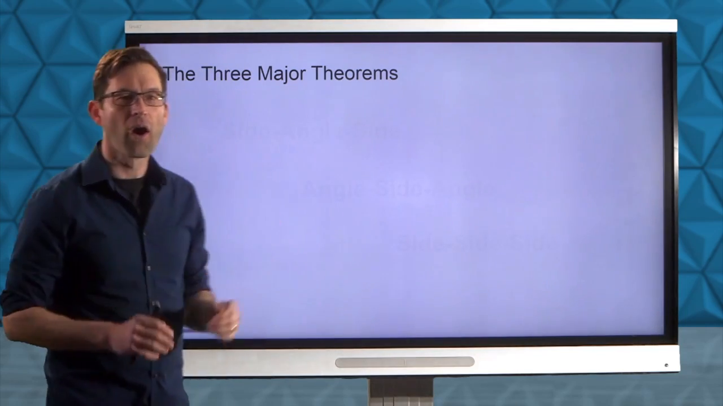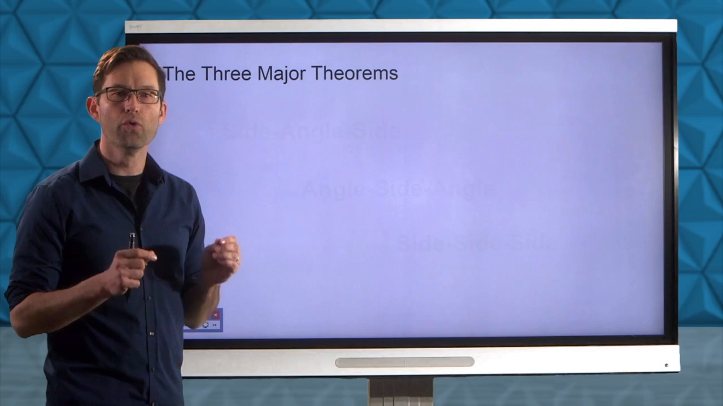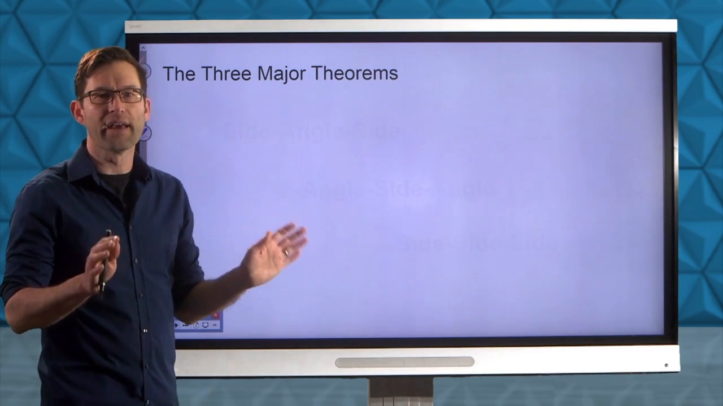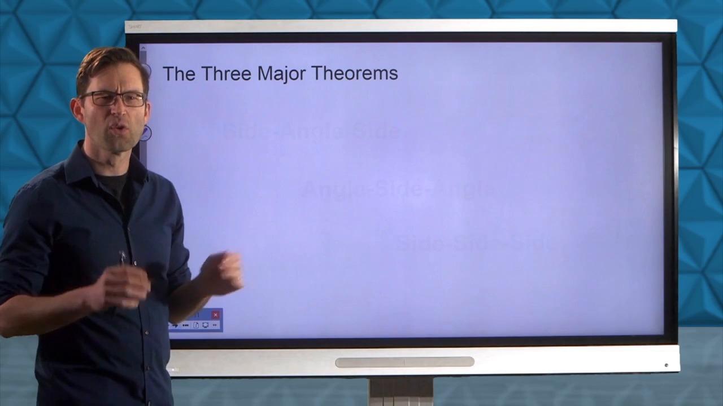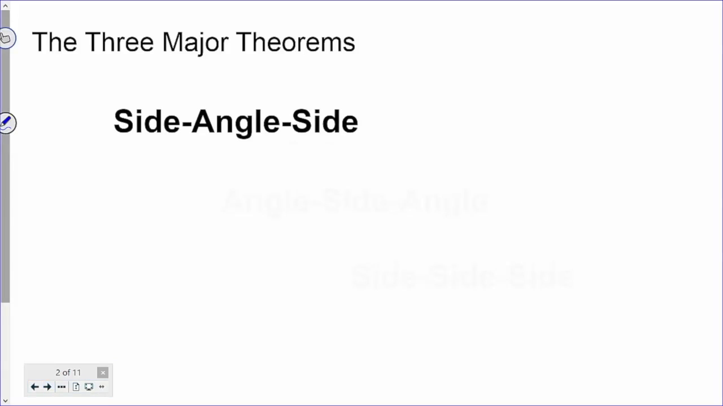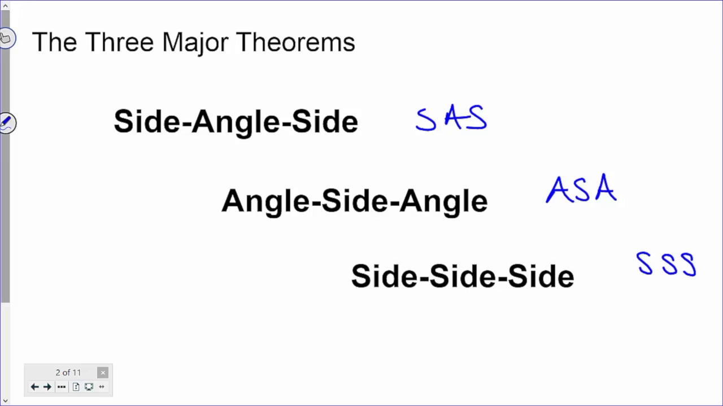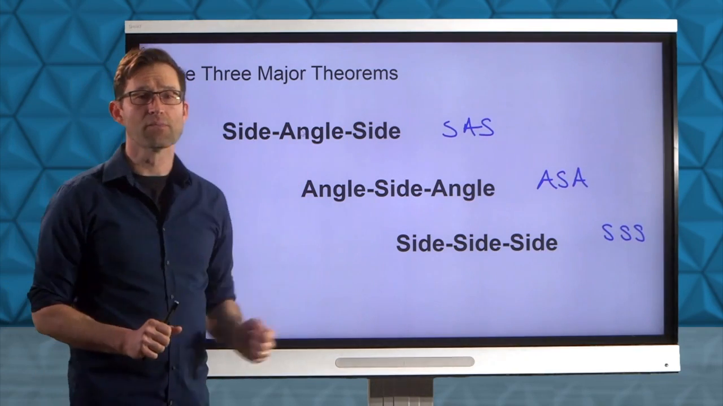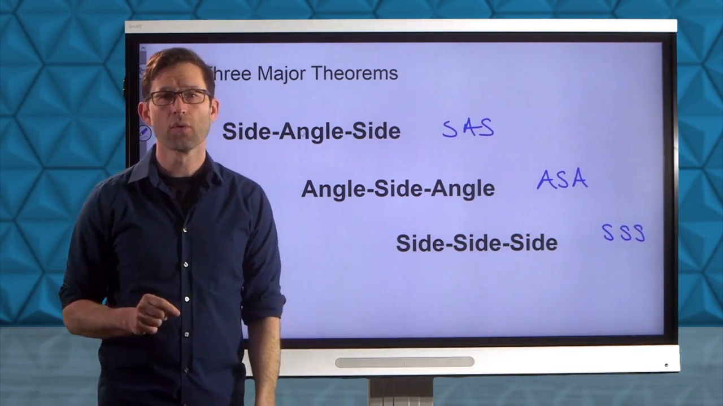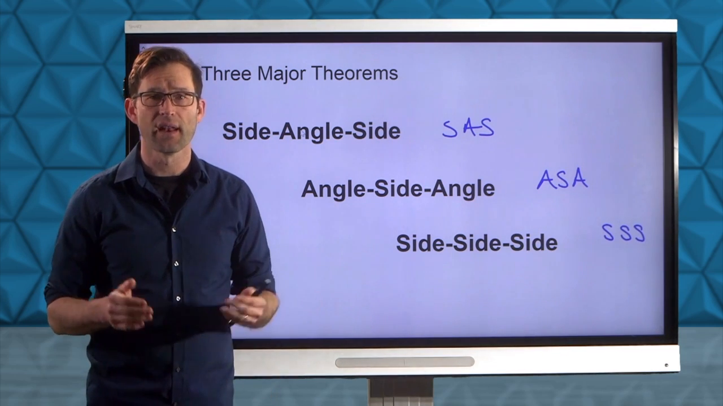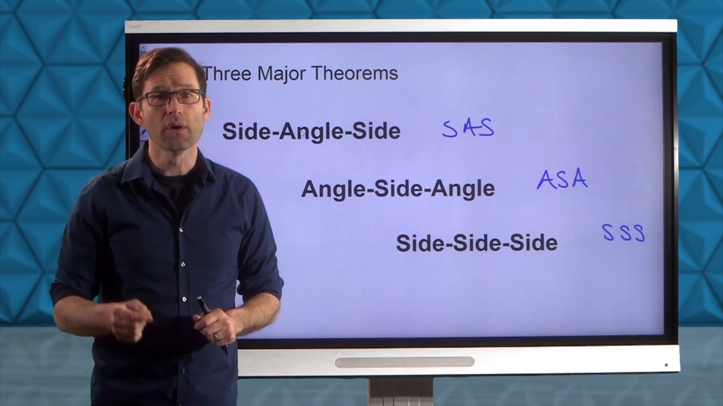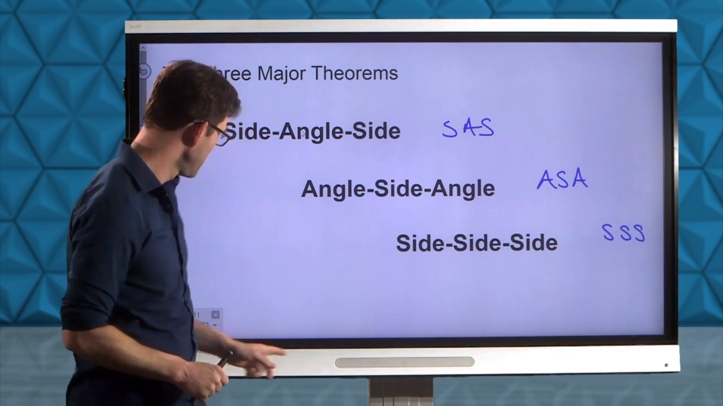There are three major ways that you prove that two triangles are congruent, and they all have nice little abbreviations, so let's talk about them. One of them is called side angle side, and we're going to abbreviate it as SAS. Then there's angle side angle, ASA, and side side side, SSS. What does each one of these mean? We'll take each one of them in turn. Let's jump in and take a look at SAS.